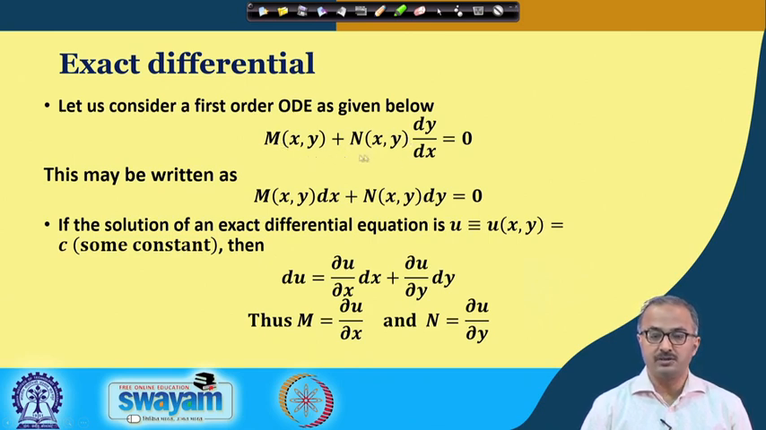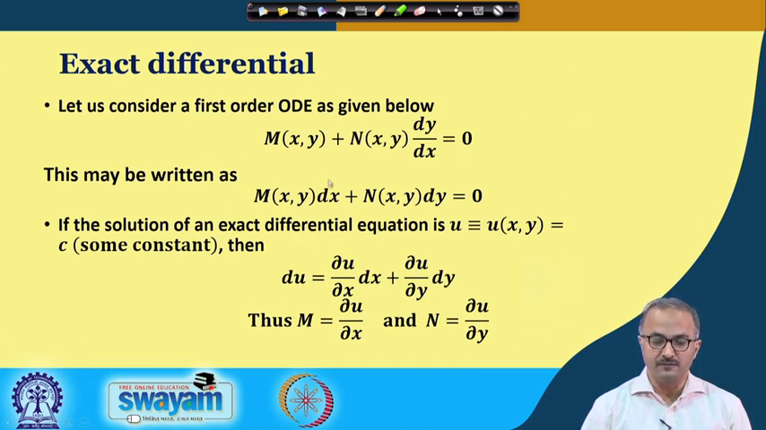Here we have two terms which are again functions of both x and y, and we can rearrange the equation in this form. So, we get M(x,y) dx plus N(x,y) dy. Now, let us assume that the equation has a solution u, which is in turn a function of u(x,y), and that is a constant. If that is a constant, then we can write du as dou u by dou x into dx plus dou u by dou y into dy.